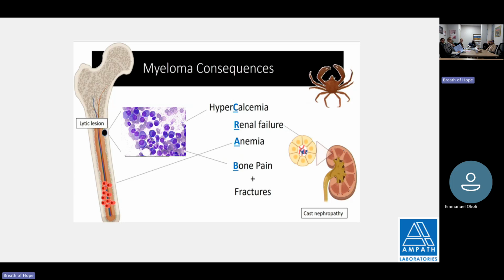And because your plasma cells are actually stimulating your osteoclasts, so those are the cells that break down the bone formation, you will present with bone pain, as well as lytic lesions, and you can present with pathological fractures. And because these plasma cells are stimulating your osteoclasts, they break down your bone, you'll get an increase in calcium.